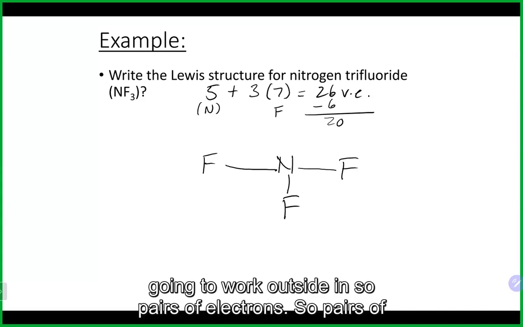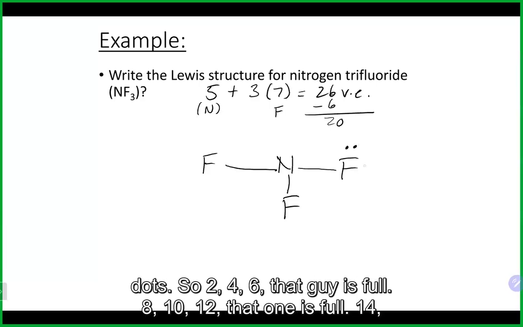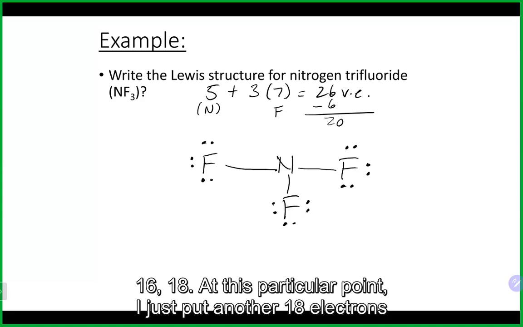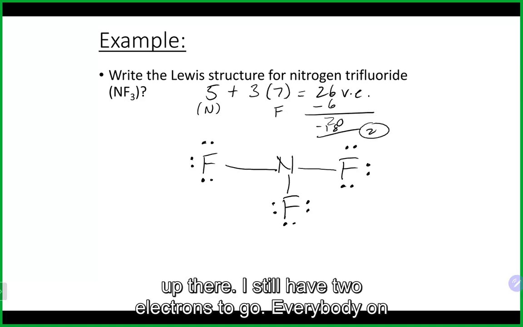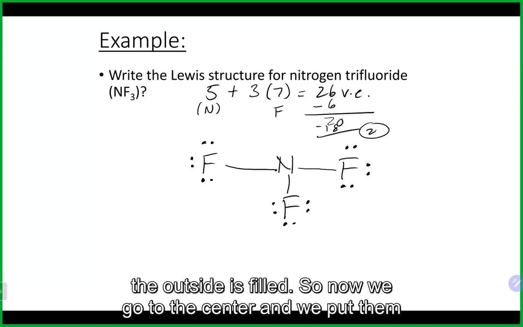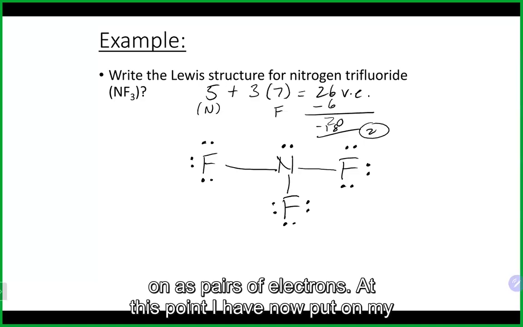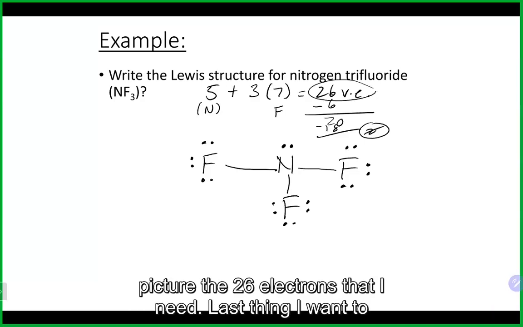At this point, again, we're going to work outside in, with pairs of electrons, so pairs of dots. So 2, 4, 6. That one is full. 8, 10, 12. That one is full. 14, 16, 18. At this point, I just put another 18 electrons up there. I still have 2 electrons to go. Everybody on the outside is filled, so now we go to the center and put them on as a pair of electrons. I have now put on my picture the 26 electrons that I need.